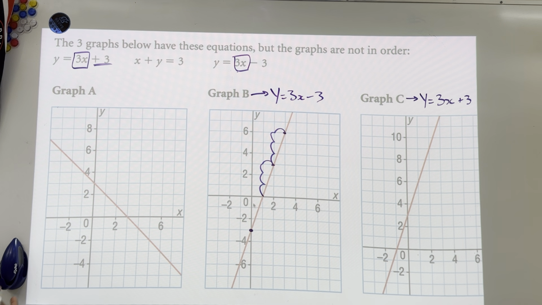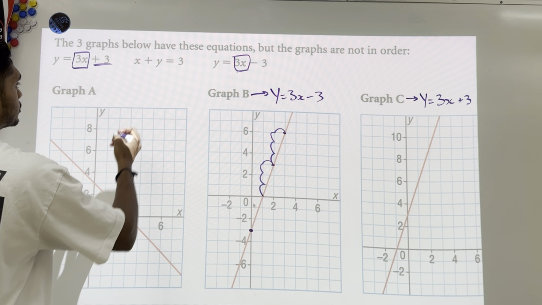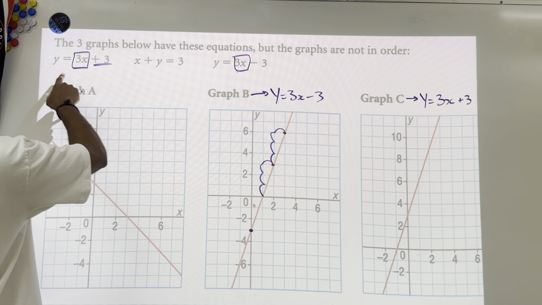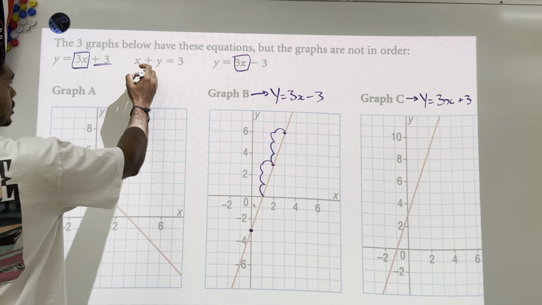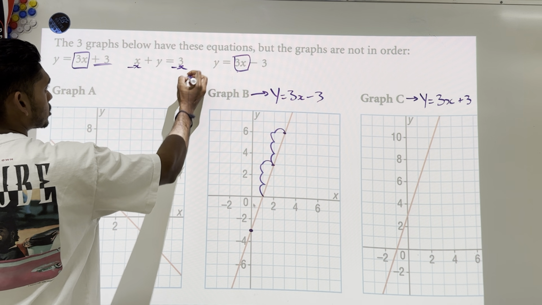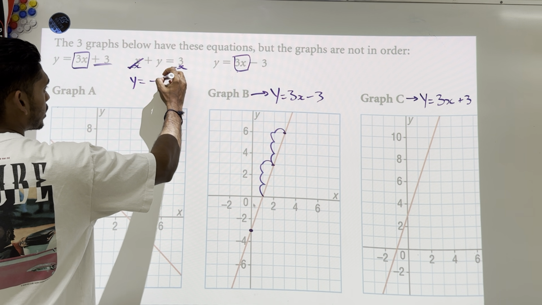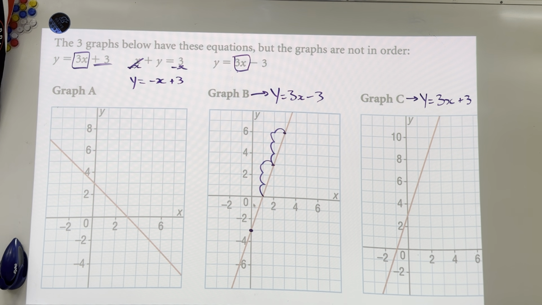This one looks kind of weird. I'm going to show you how to break this down. All you have to do is manipulate the equation, move x over and leave y on one side. Let's do it. Minus x on this side, minus x on this side. The x cancels out. Y is now by itself. Over here we have -x plus 3. Okay, this looks similar to this now.